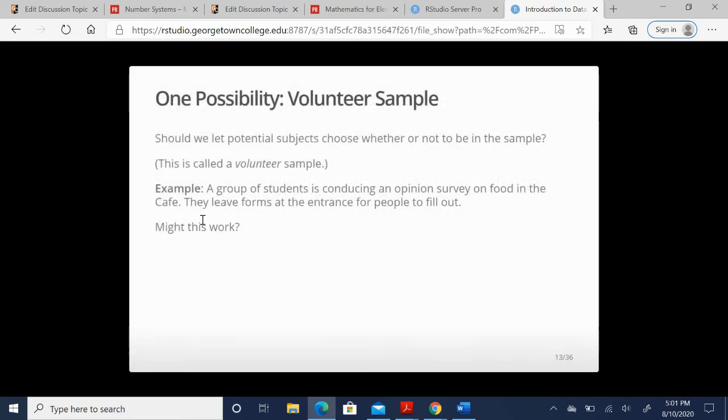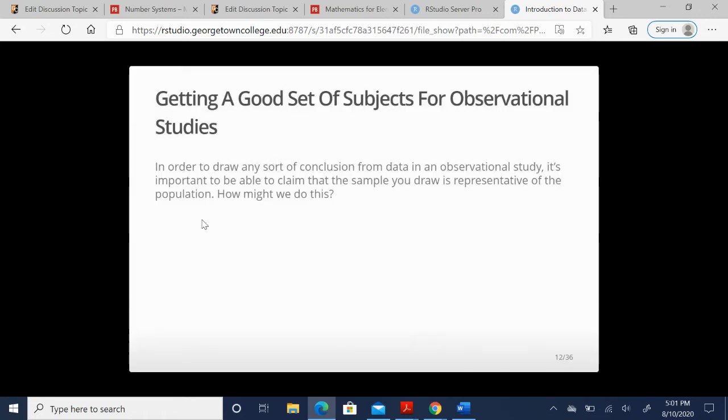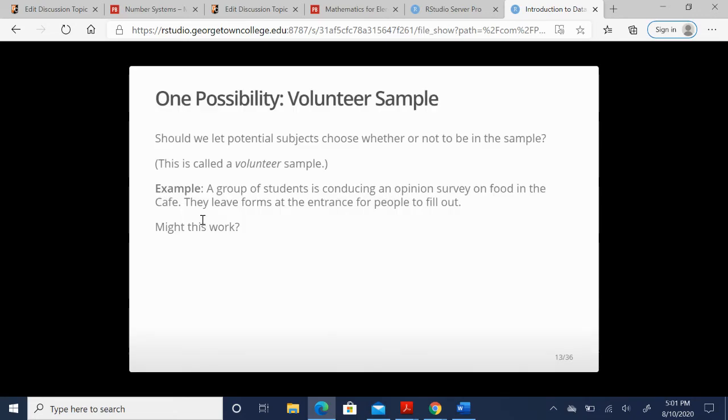Okay, so here's a possibility. One way that we can get a good set of subjects. Should we let potential subjects choose whether or not to be in the sample? Should we let them volunteer? Now, let's think about if this is a good idea. First of all, a group of students conducting an opinion survey on food in the cafe, and they leave forms at the entrance for people to fill out.